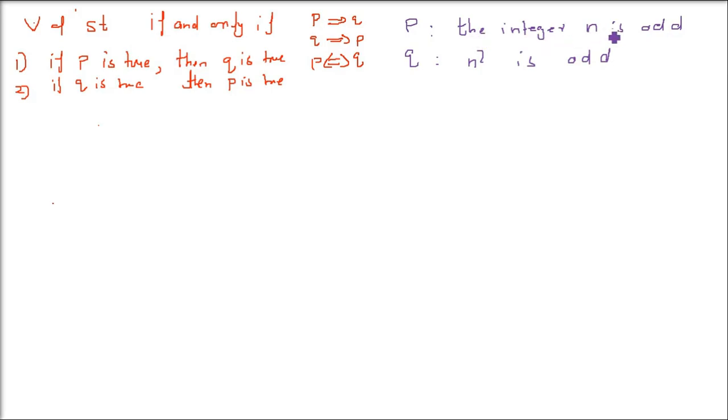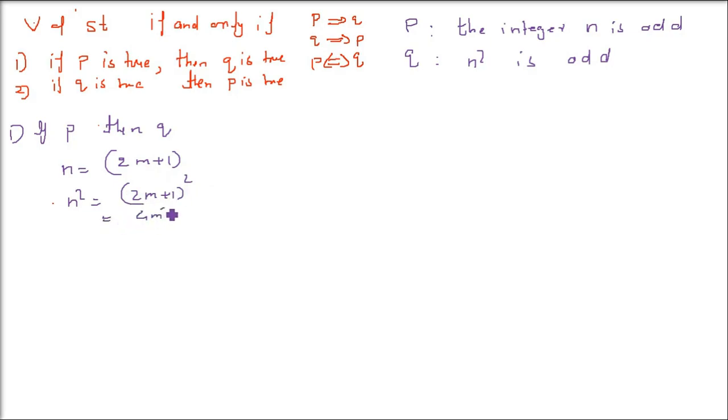The actual sentence is, the integer n is odd if and only if n square is odd. Okay, so let us prove it the way I told you. First, checking the validity of if P then Q. That is, if the integer n is odd, then n square is odd. So let us assume that n is odd, so n is equal to, say, 2m plus 1. Let us square it. It will be 2m plus 1 whole square.